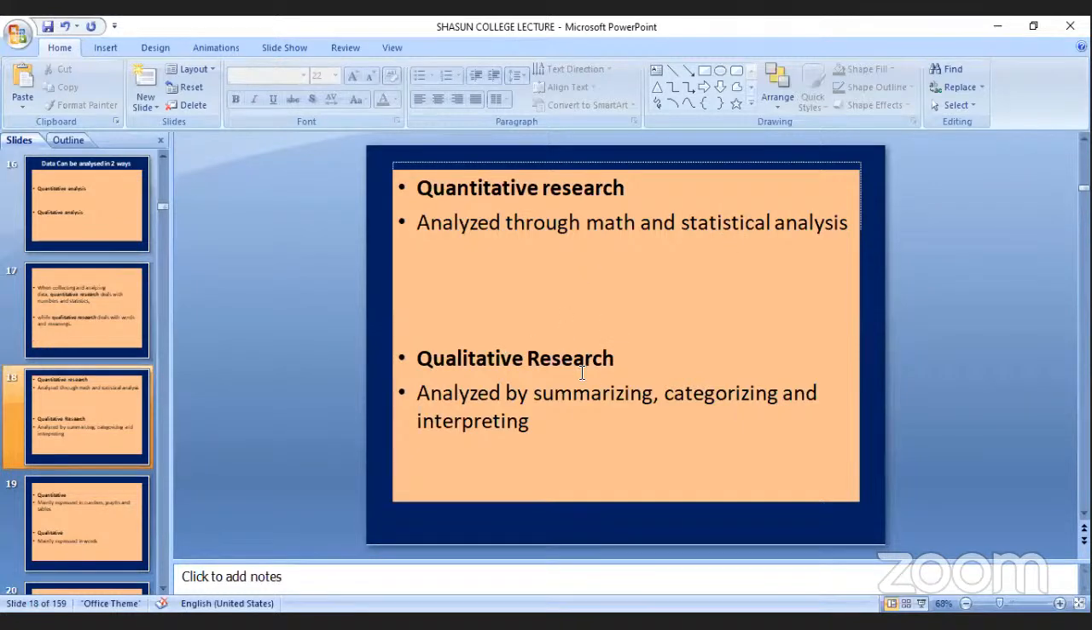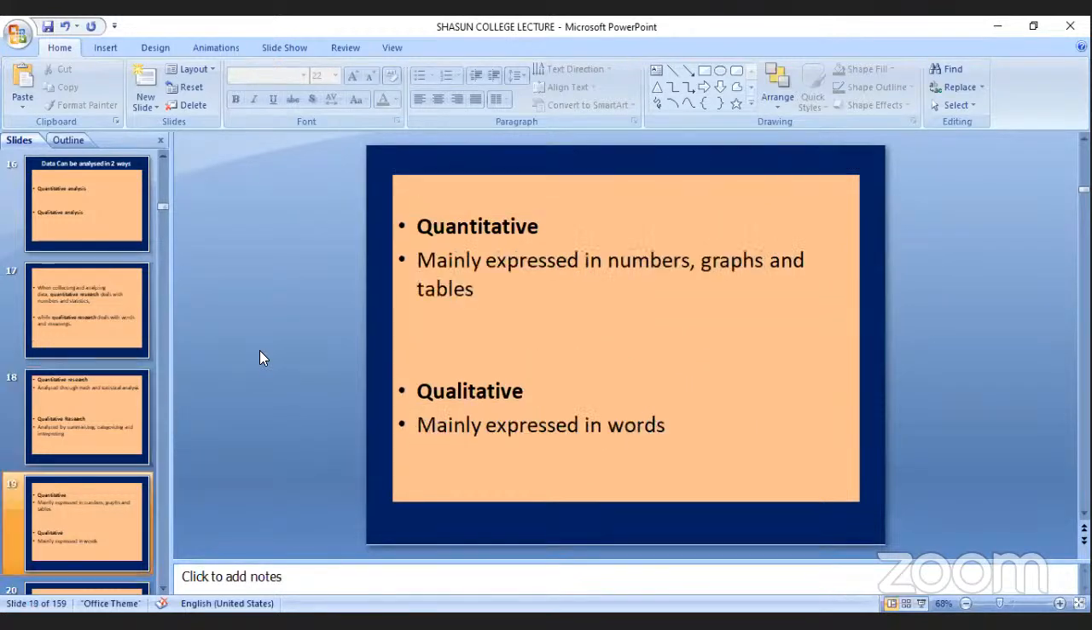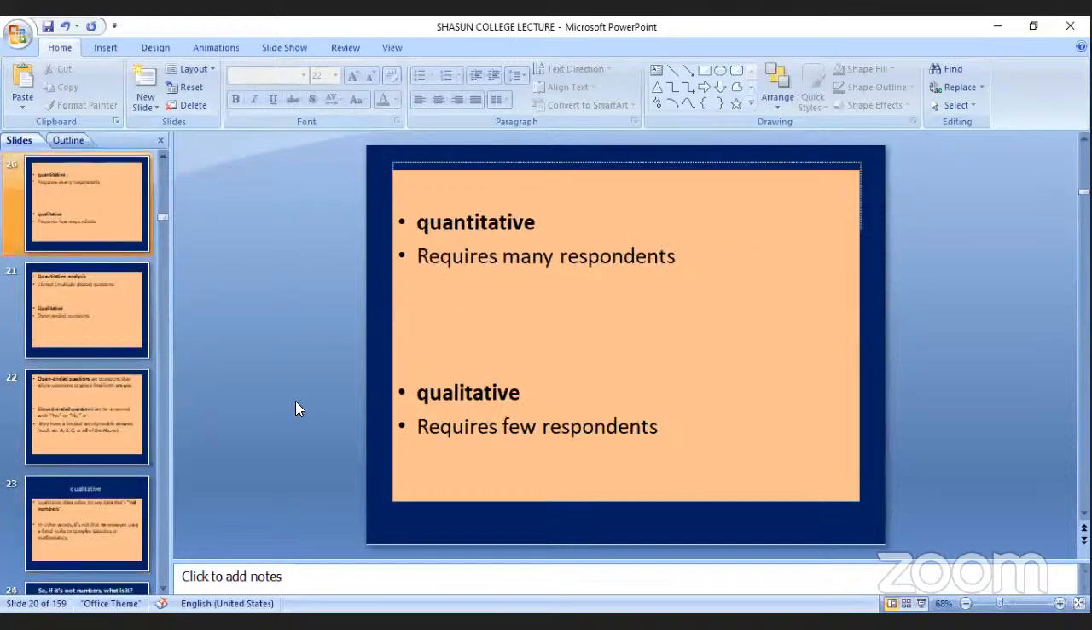Qualitative has nothing to do with numbers. You just summarize what you've written, categorize it, and interpret it. That's all. In quantitative, you show it in a graph, in a table, in numbers, trend lines, so many things. Qualitative is just plain: you express everything in words, in paragraphs. No numbers will come in this. That is another important difference.